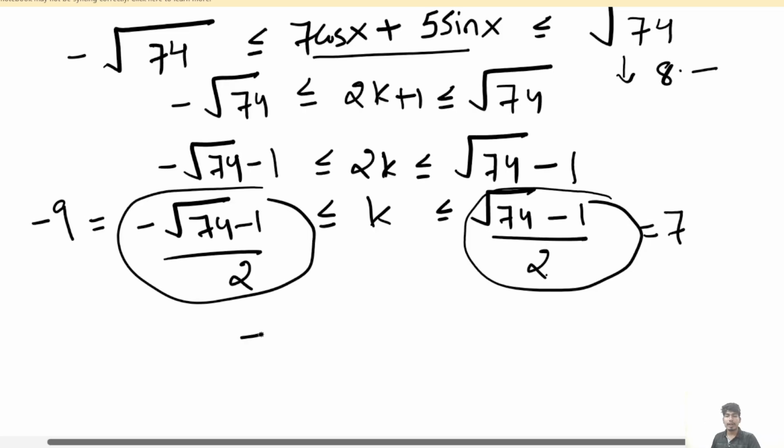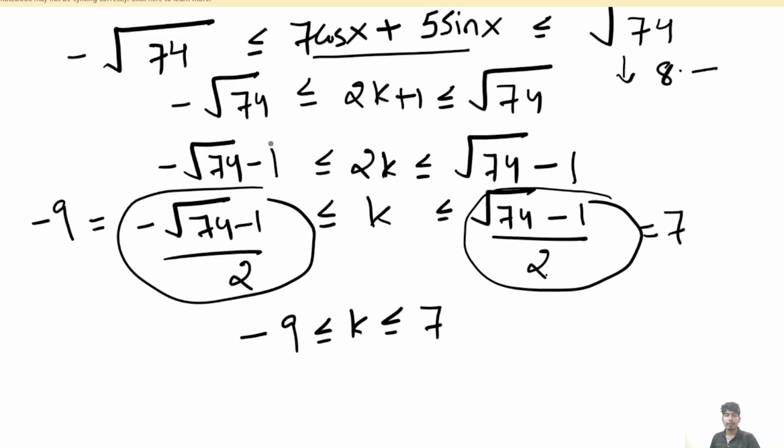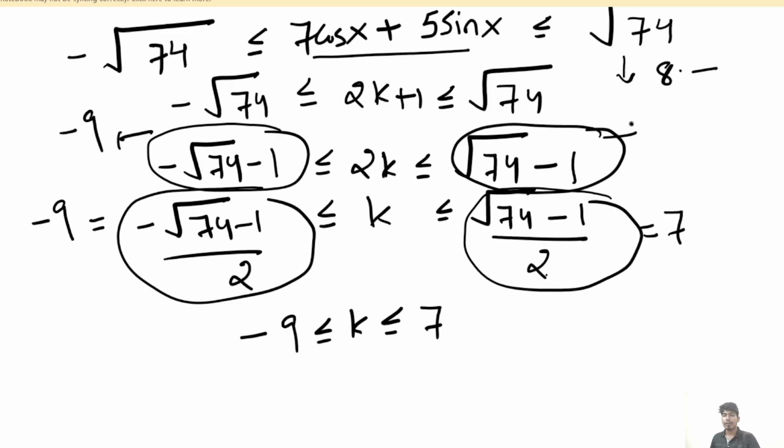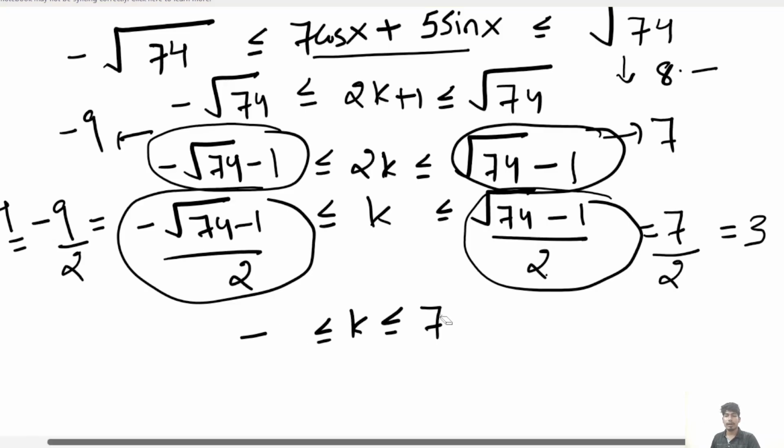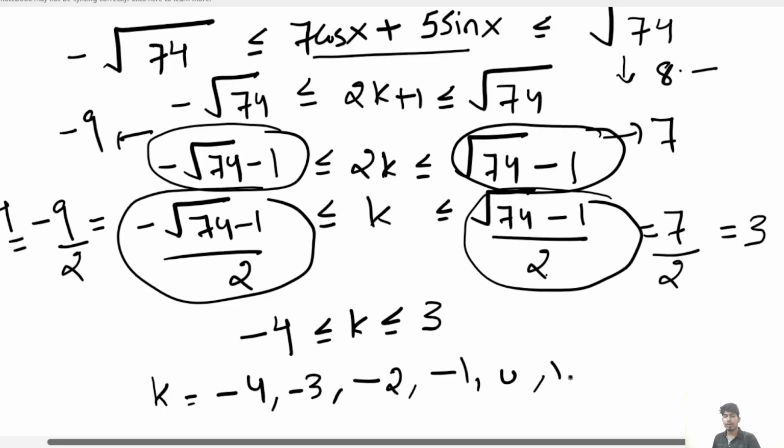Then what are the possible values of k? Here this is minus 9 and this is 7. But when we divide by 2, this is equal to minus 4 and this is equal to 3, meaning k is greater than minus 4 and less than 3. Then k can be minus 4, minus 3, minus 2, minus 1, 0, 1, 2 or 3.